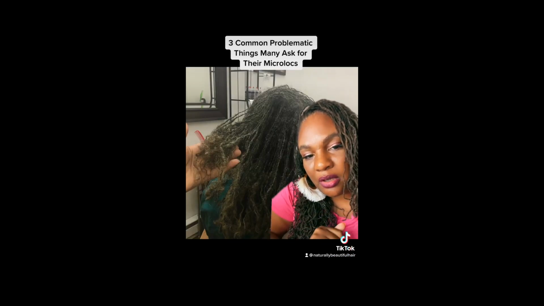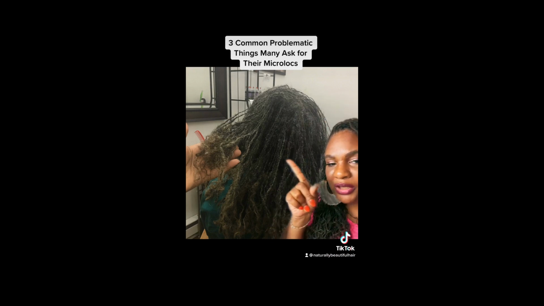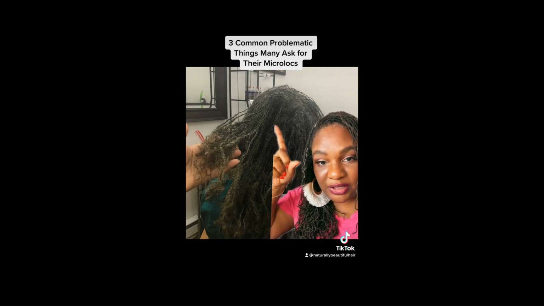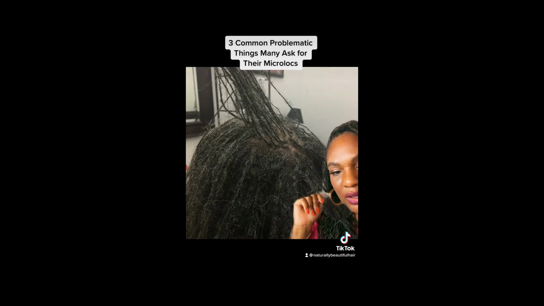You may have heard me talk about curly ends on microlocs, and this is an example of what could happen. You see the bunching, you see all that fatness at the end and them skinny roots. Let's go a little bit closer and look at her roots. Super skinny.